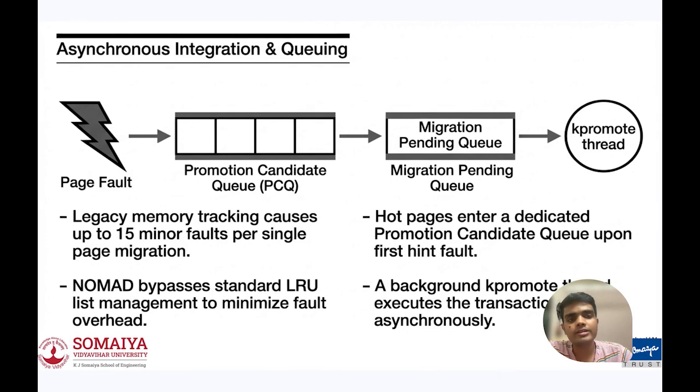Now let's talk about the asynchronous integration and queuing. The integration into Linux works through a two-stage queue. Page faults enqueue candidates into a promotion candidate queue. Once a page accumulates a sufficient fault signal to be classified as hot, it advances to a migration pending queue, where a dedicated kpromote kernel thread picks it up and executes the transactional copy. The reason this two-stage design matters is that standard Linux LRU list management imposes up to 15 minor faults per migration just from bookkeeping overhead. By decoupling tracking from migration entirely and bypassing the LRU path, Nomad eliminates that overhead at the source.